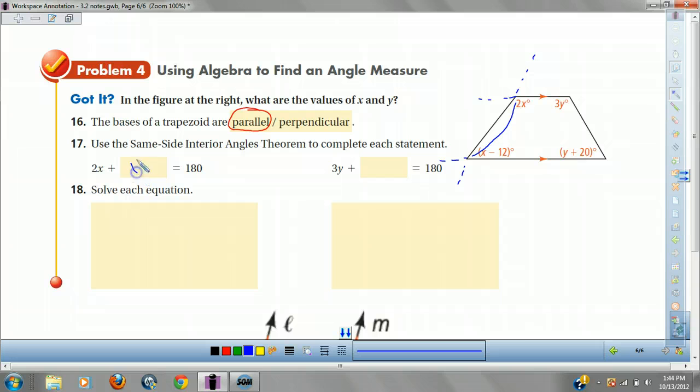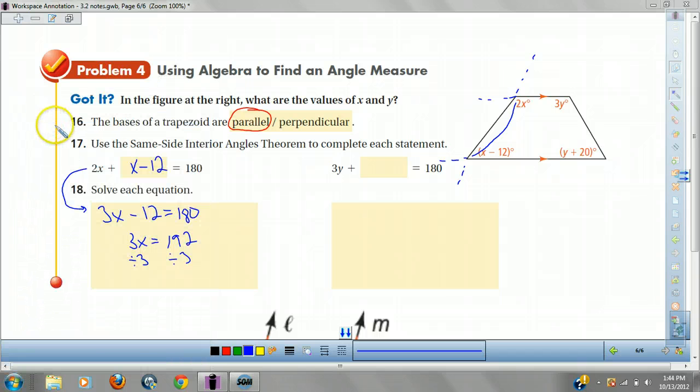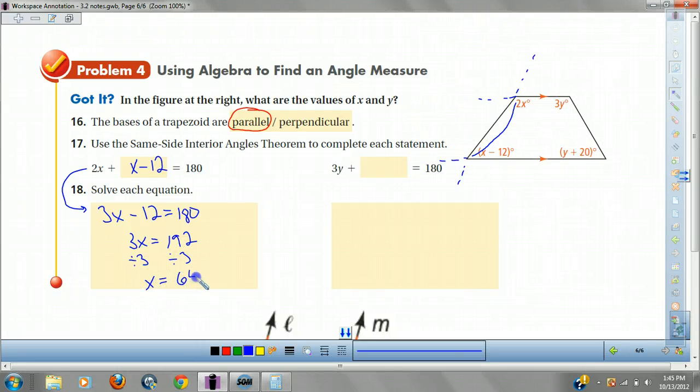So 2x plus x minus 12 equals 180. When we do some algebra, we get 3x minus 12 equals 180. 3x equals 192. Add a 12 to both sides. Divide by 3. Looks like I'm going to use my handy dandy calculator. So we get x equals 64.